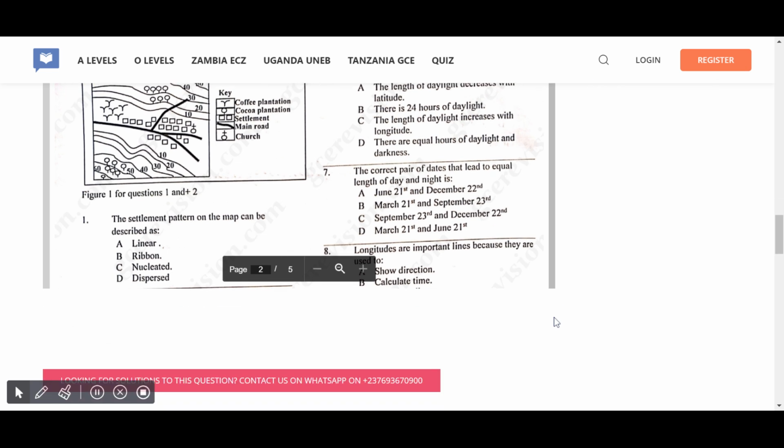The correct pair of dates that lead to equal length of day and night is. The answer is B, March 21st and September 23rd.